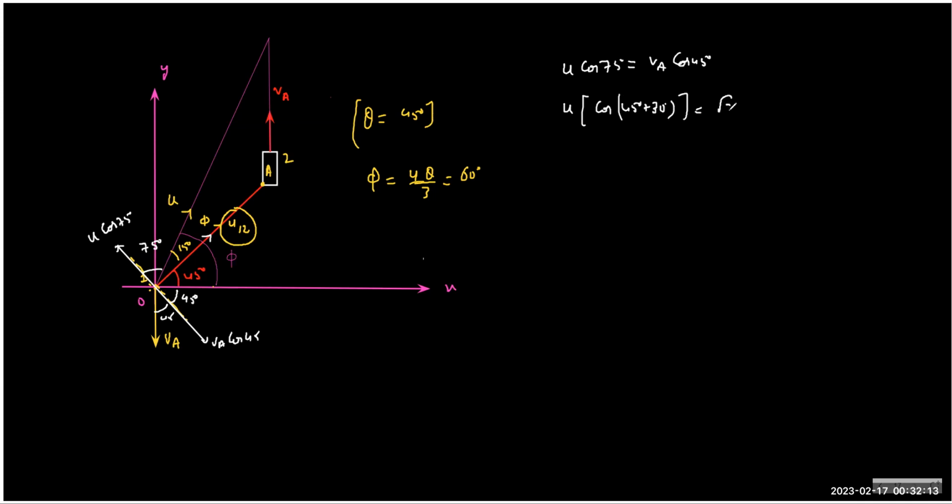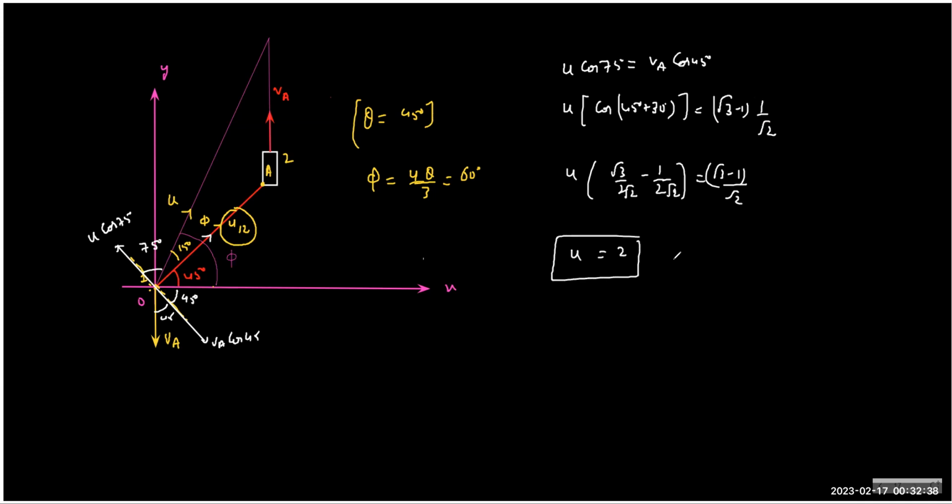VA is given as √3 minus 1, for the obvious reason you know. So U times cos A cos B minus sin A sin B, that is √3 by 2 times 1 by √2 minus 1 by 2 times 1 by √2, giving 1 over 2√2 times (√3 minus 1). So the answer is 2. Over.